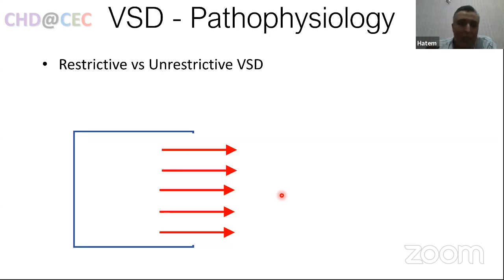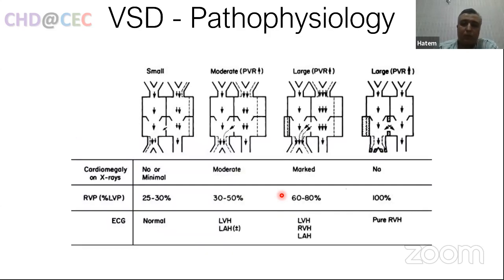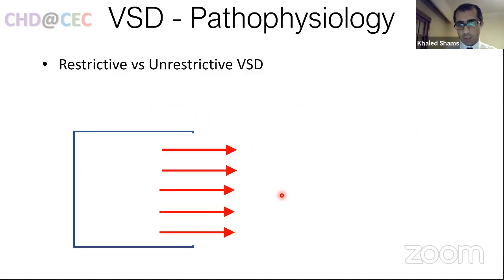This is unrestrictive VSD. So restrictive VSD is a small VSD with low pulmonary pressure. Unrestrictive VSD is a large VSD with high pulmonary pressure. This makes a big difference in the pathophysiology, presentation, and the timing of management in these patients. And for sure, the pathophysiology would affect the clinical picture and the chamber enlargement.